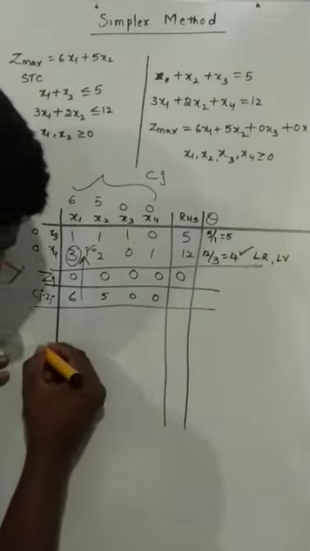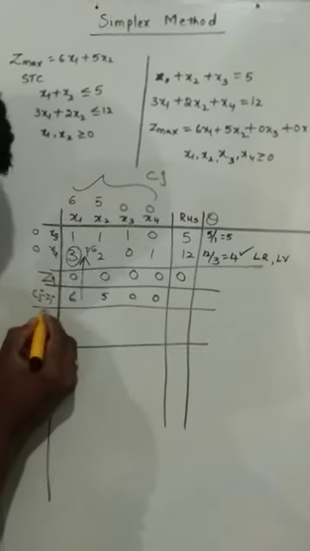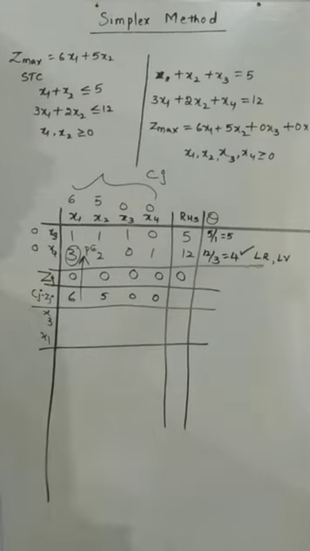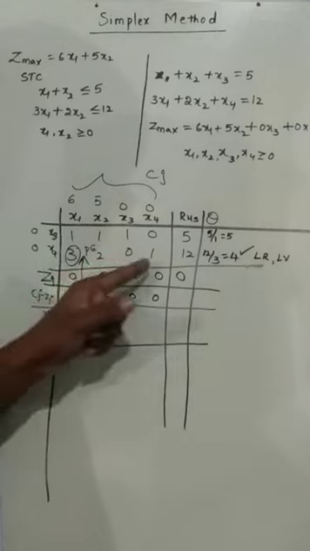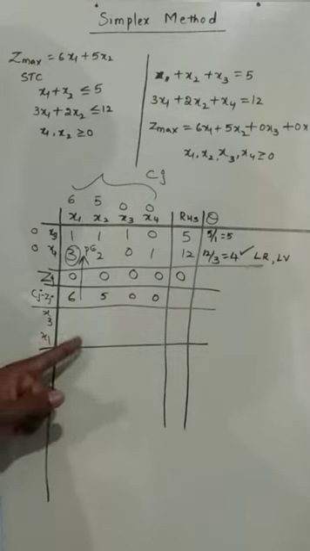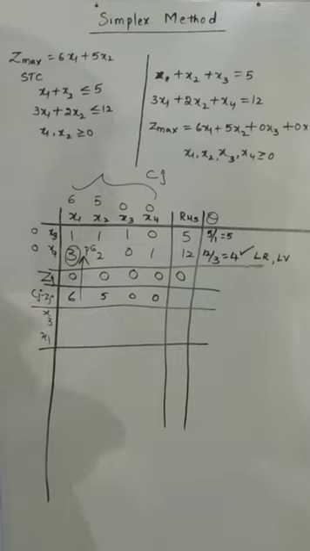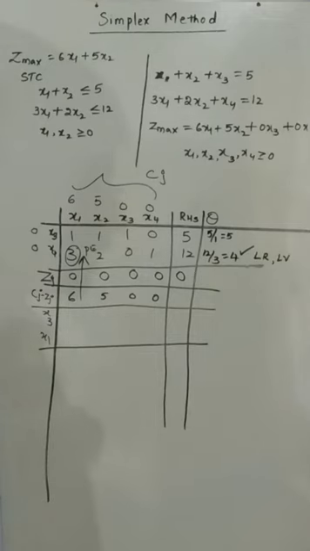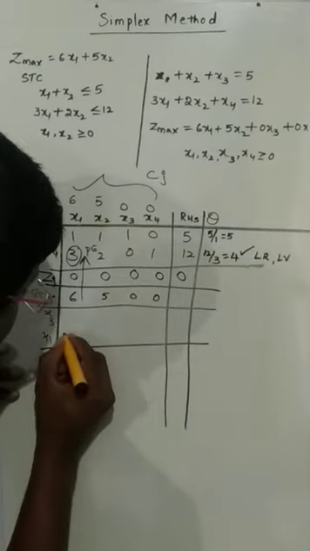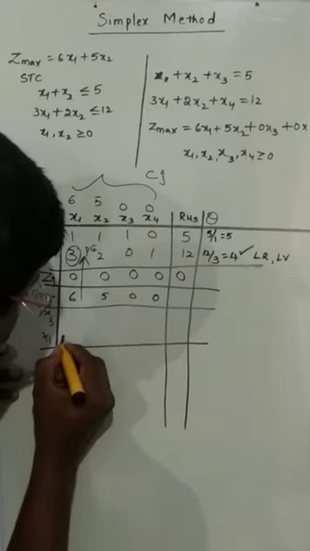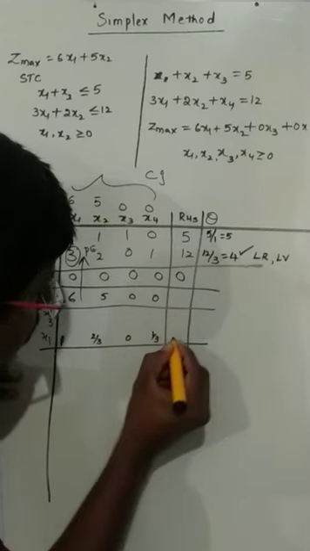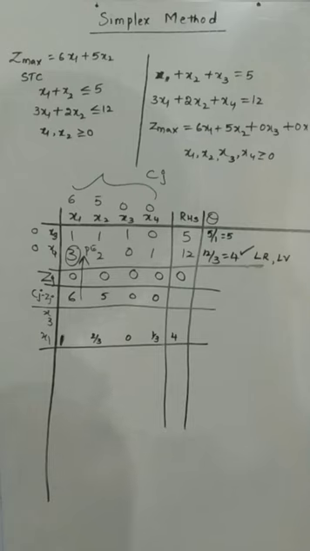In the next iteration, you already know that x4 is going out, x3 remains the same, and instead of x4, x1 will be in that place. Now we need to find the values of x1 because we have replaced x4 with x1. To get the x1 values, divide this row by the pivot element. If you divide this row by the pivot element, 3 divided by 3 you are getting 1, and this will be 2 by 3, this will be 0, this will be 1 by 3, this will be 4.